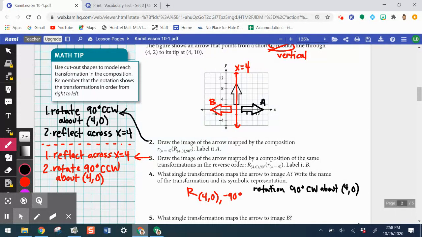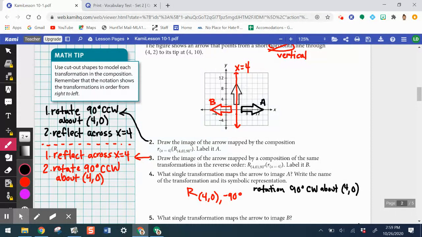What they want us to do with item 3 is draw the image of the arrow mapped by a composition of the same transformations in the reverse order. Now, if you notice, I've already graphed that here. Item B, you're literally just doing the exact opposite. So you're going to reflect this over the line x equals 4.